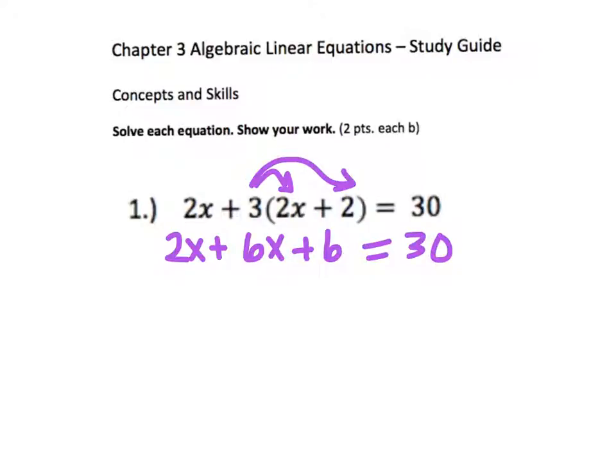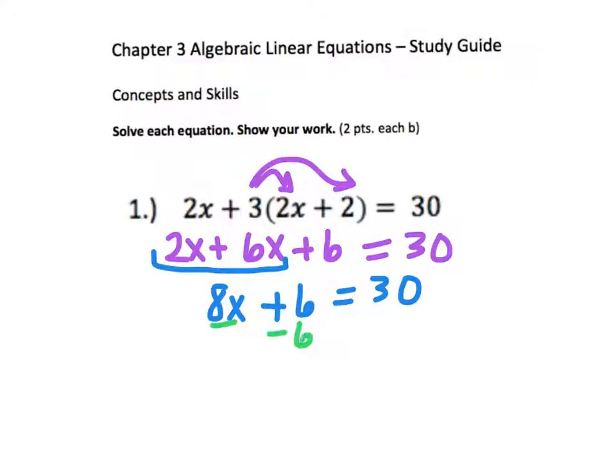The next step is to combine like terms. 2x and 6x are like terms. When I combine them, I get 8x. Then I'll bring everything else down. Now I have a two-step equation, so I need to use inverse operations. Since my variable is here, I'm going to get rid of 6 first.